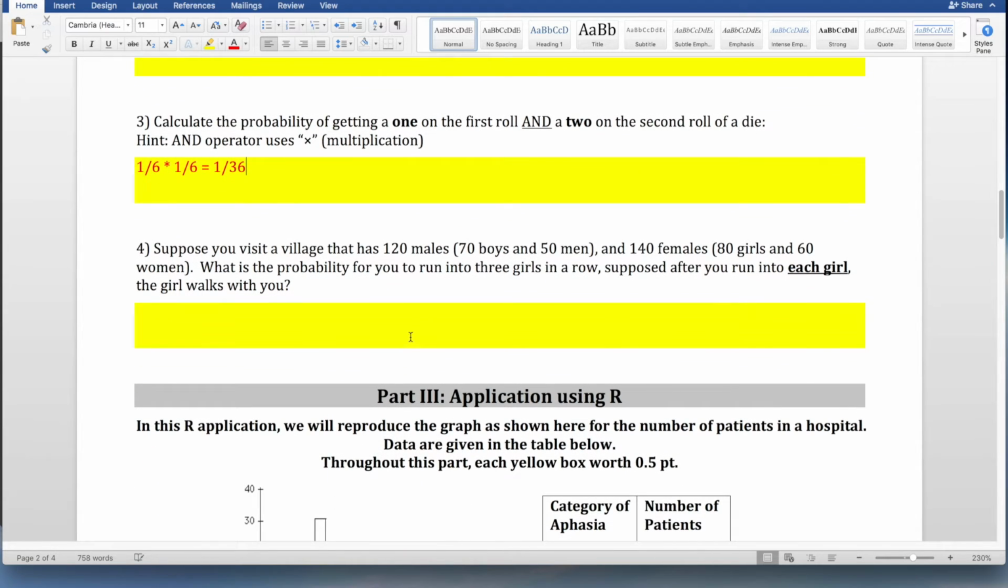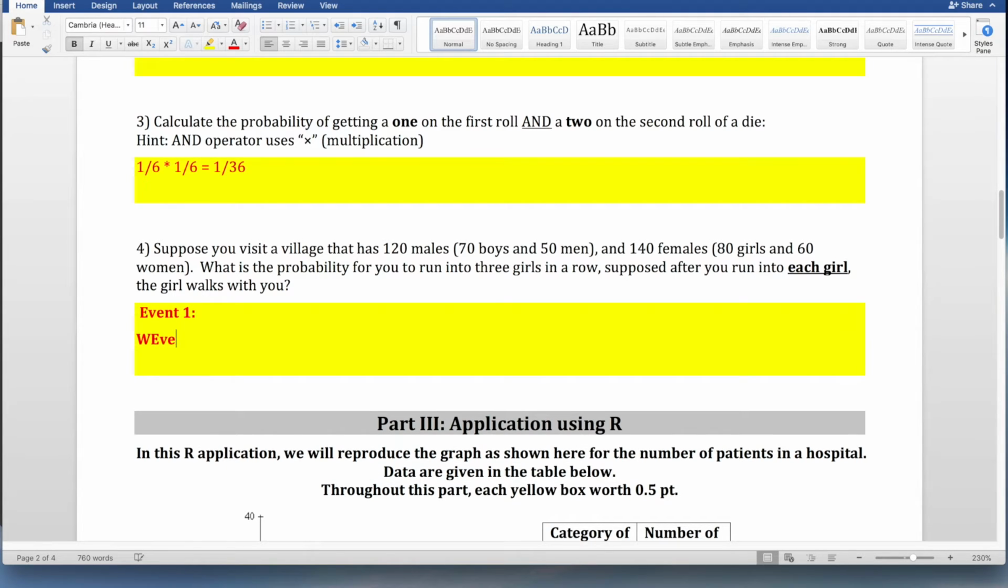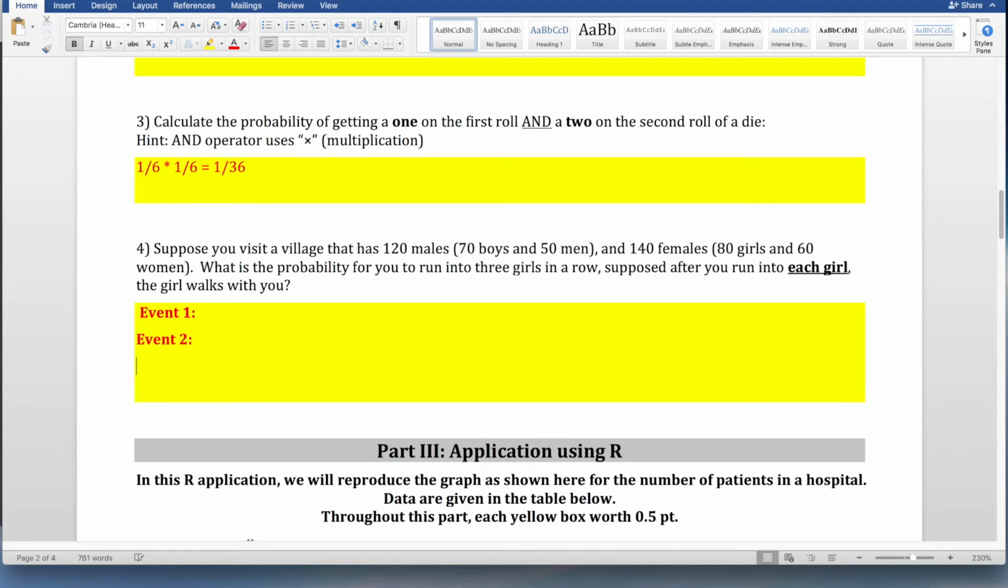All right, and then for question 4, it says, suppose you visit a village that has 120 males, so 70 are boys and 50 are men, and then the village also has 140 females with 80 girls and 60 women. It's asking, what is the probability for you to run into 3 girls in a row? And then suppose after you run into each girl, that girl walks with you. So let's split this up into 3 events. So you have event 1, event 2, and event 3.